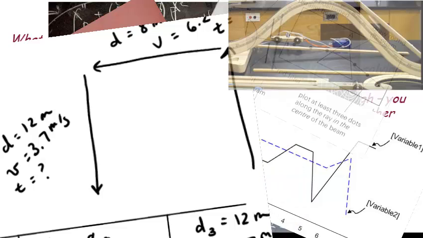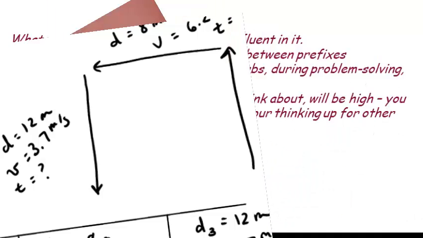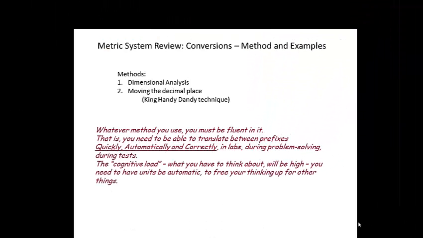So there's going to be a lot to think about as we get farther along in physics and the problems become more complex. So what we want to do is make sure that the units are not something you have to spend time with. They should be simple and automatic. Going from centimeters to meters should be an easy thing.